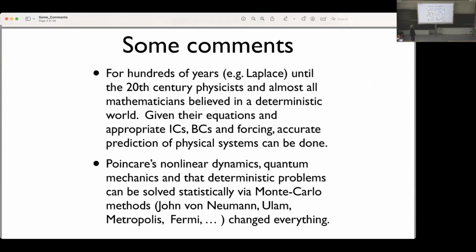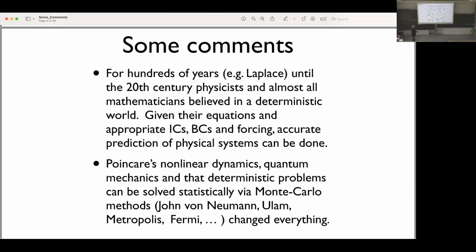So some comments. For hundreds of years, and this is probably one of the best places to make these type of comments, people like Laplace and all the 20th century mathematicians and physicists made comments: give me the equations, give me the initial conditions, and I'll tell you what's going on forever. Well, we learned, starting in the late part of the 19th century and definitely going into the 20th century and to present day, that's not quite true. Poincare's nonlinear dynamics told us it's not true.